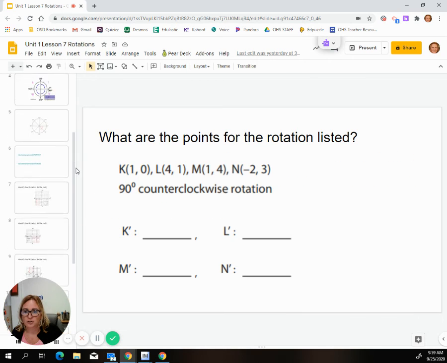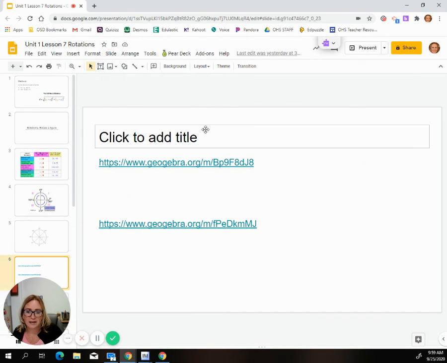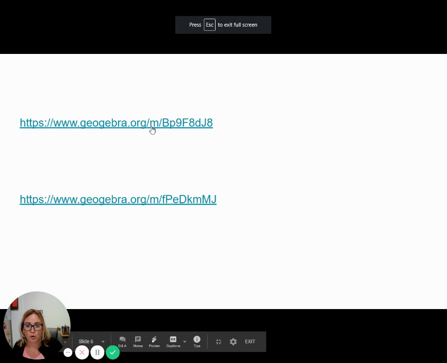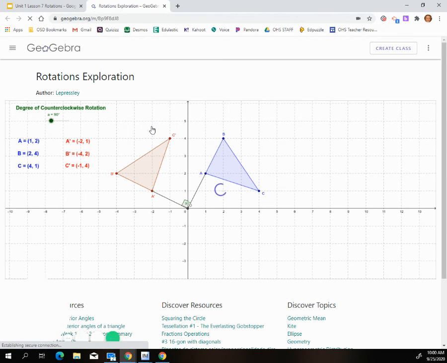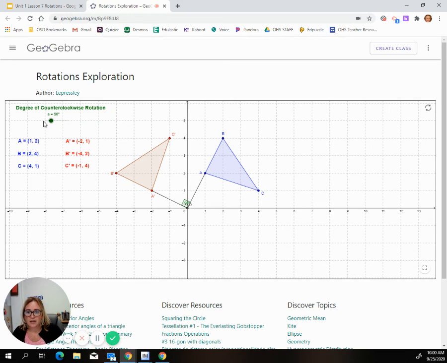Really fast before I turn you loose, I am going to show you what those links do if you want to go to one of them. If you click on those links in the slideshow, it will take you here, and it does show you what those movements look like, but it also shows you how rules are applied. The blue is always going to be the pre-image, and then the red changes as you go 90 degrees counterclockwise, as you go 180 degrees counterclockwise, and it changes the points. If you are a visual person, this might be something you want to play around with just so that you can see it.